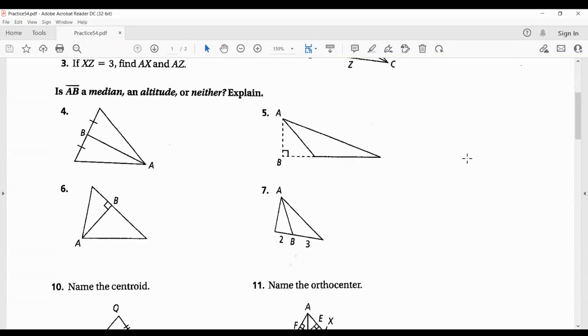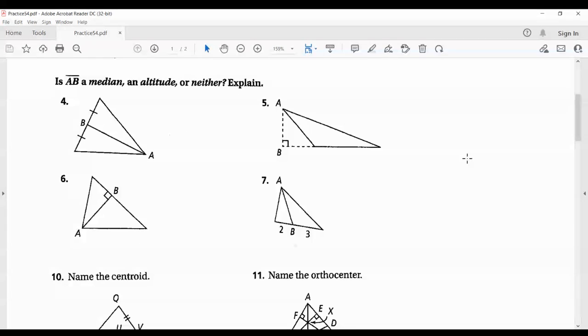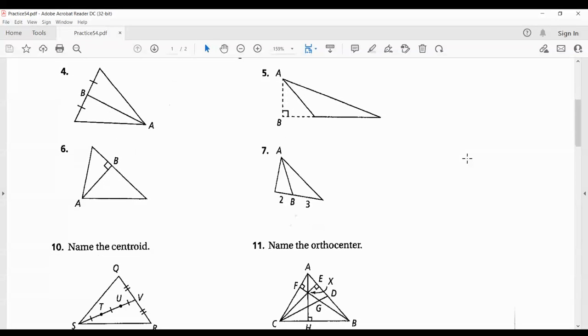On the middle part, they ask us, is this a median, an altitude, or neither? Remember, a median has to start at an angle and go to the midpoint of the opposite side. An altitude makes a right angle with the opposite side or an extension of the opposite side. And that's why number 4 is a median. Both 5 and 6 are altitudes. And 7 is neither because it doesn't make a right angle and it doesn't go exactly to the midpoint.